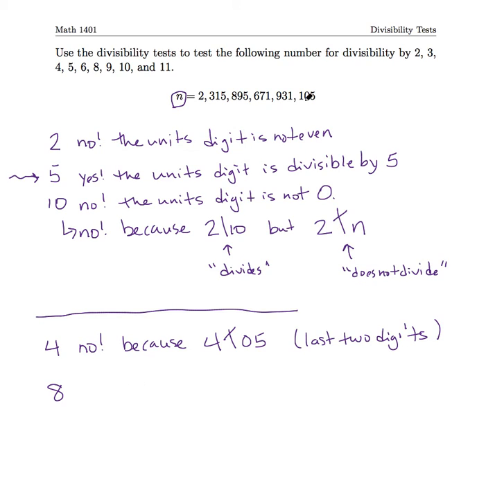Okay, then for 8, what we do is we look at the last 3 digits. The last 3 digits are 105. Maybe we need a calculator to check for this, or maybe you use long division, but we could say in this case, no, and the reason is because 8 does not divide 105. So in this case, we're looking at the last 3 digits.